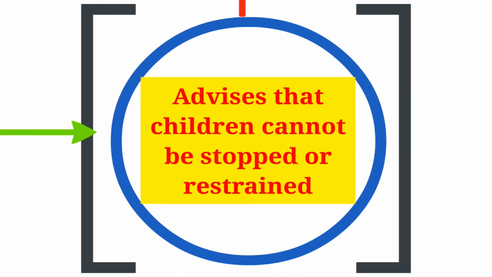In this case, however, the inspector provided subjective advice on the use of restraint, and that advice actually said that the staff cannot stop children from leaving the home and they cannot restrain them because the children have human rights and you can't remove those rights and you can't restrain them because they're free to come and go as they wish.